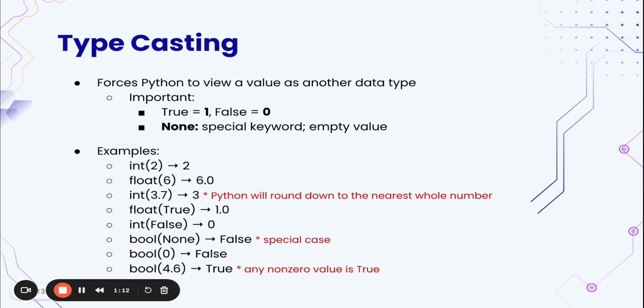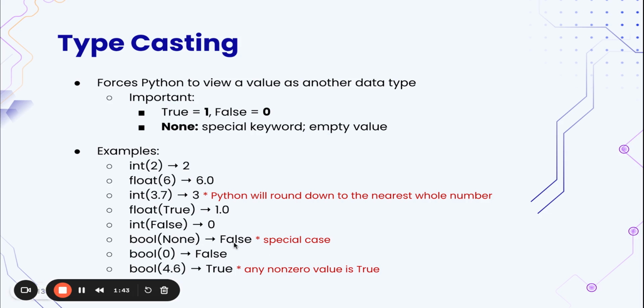You may be wondering why we don't get 4 because it's 3.7, and you might think that we're rounding up, but actually Python will round down to the nearest whole number. Here we have float and then true and then 1.0. So like we discussed before, the numerical value of true is 1, so the float of this is 1.0. Int false, that's 0, already said over here.